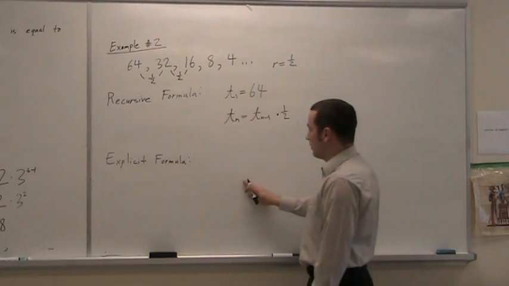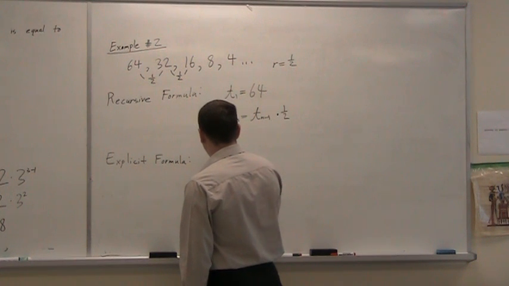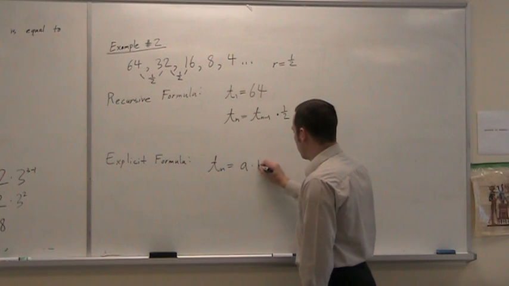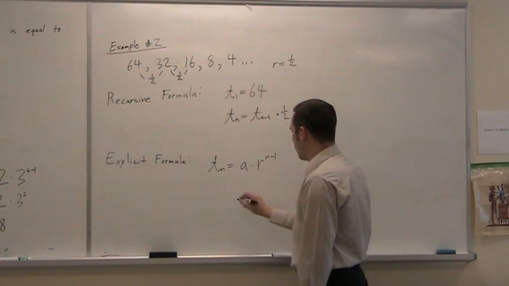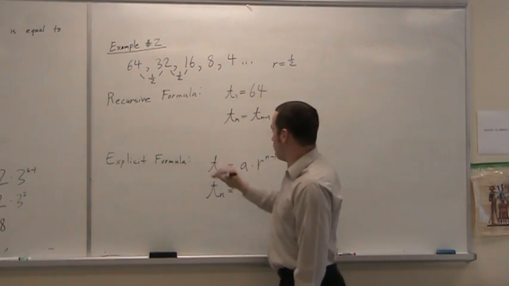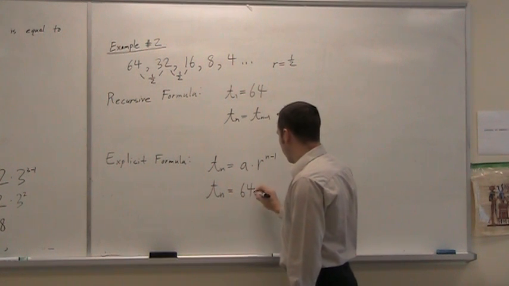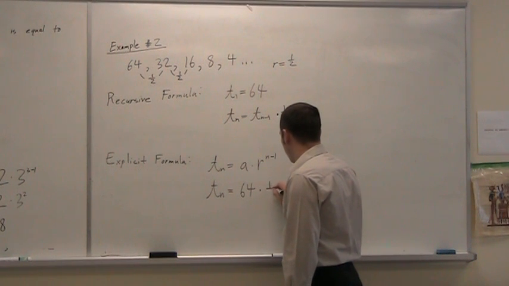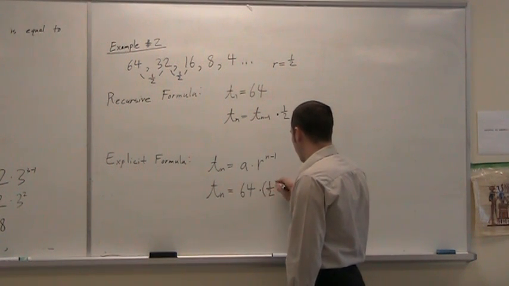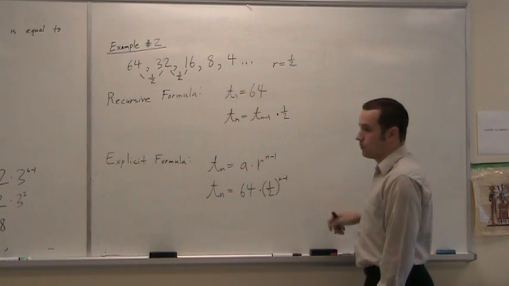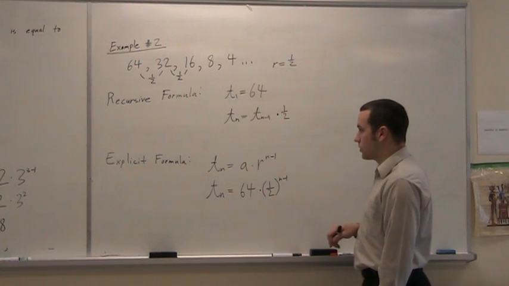For the explicit formula, Tn, again, I'm going to write down the general formula: a times the common ratio to the power of n minus 1. So for our particular example, a, the first term, is 64, times the common ratio, which is 1/2. And I'm going to put that in brackets to the power of n minus 1, because I don't want just the 1 to the power of n minus 1, I want the whole 1/2 to the power of n minus 1. So there's our explicit formula.